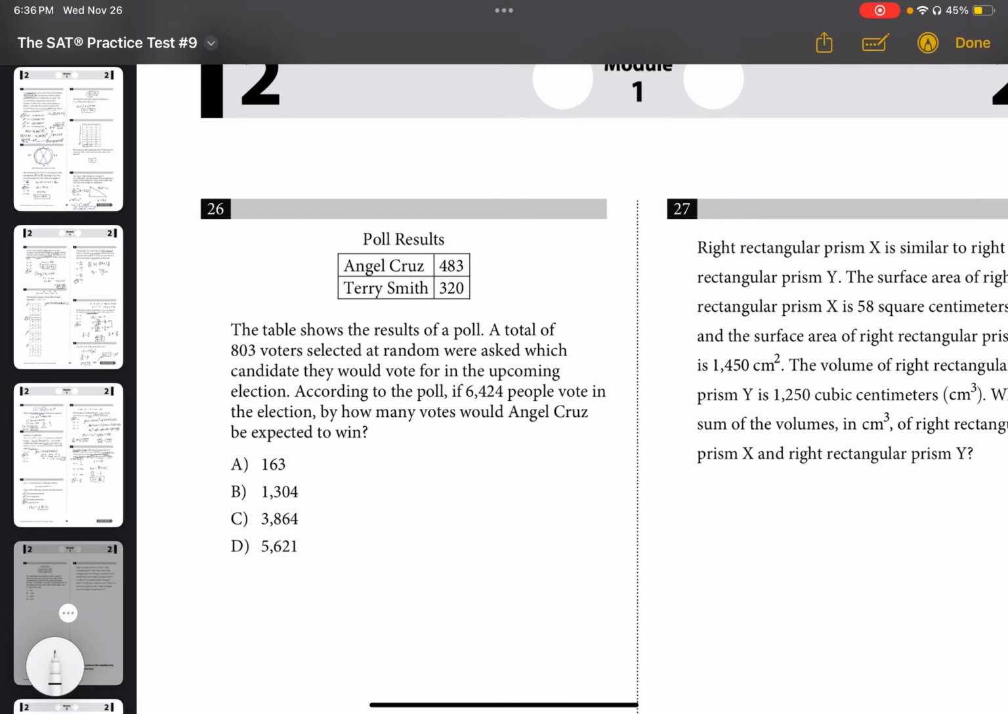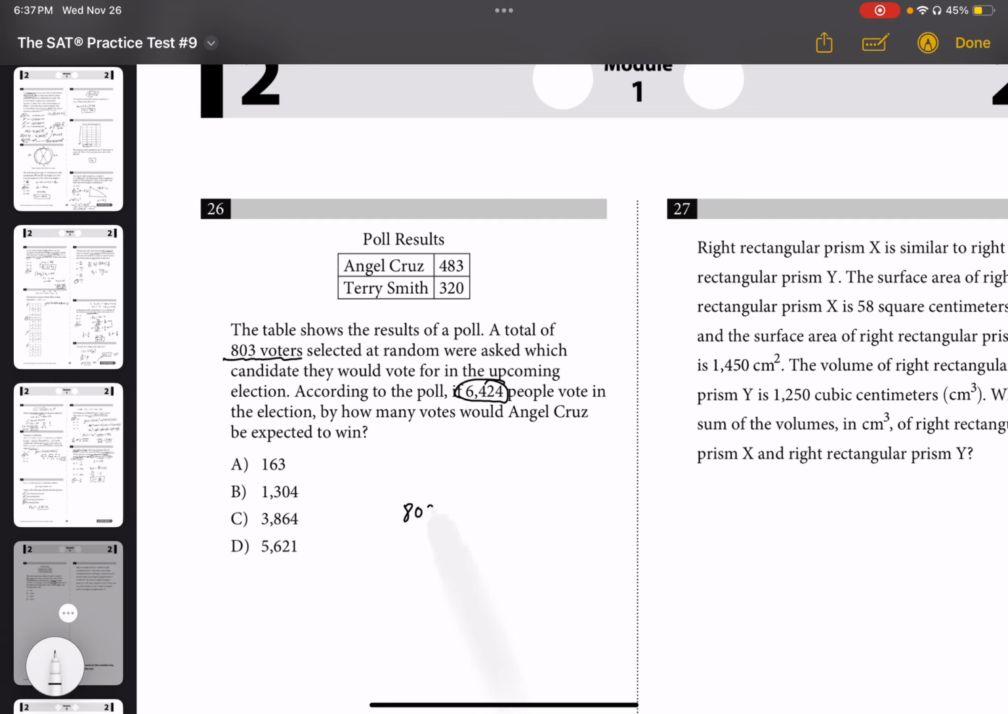Moving on to question 26. We have poll results shown in a table for 2 candidates. The table shows the results of a poll. A total of 803 voters were selected at random and were asked which candidate they would vote for in an upcoming election. According to the poll, if 6,424 people vote in the election, by how many votes would Angel Cruz be expected to win? Okay, so since only 803 people voted in this one, we're going to use this to find the ratio of votes Angel Cruz attained and then multiply it by the larger voter population size.